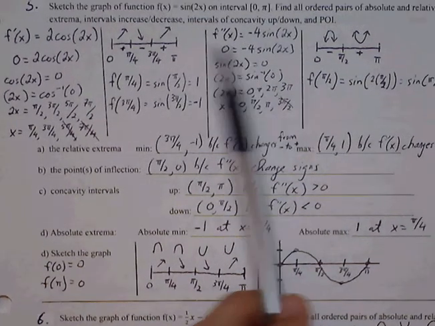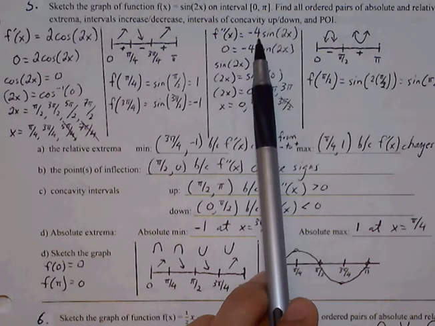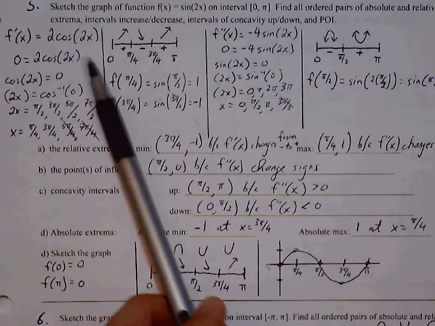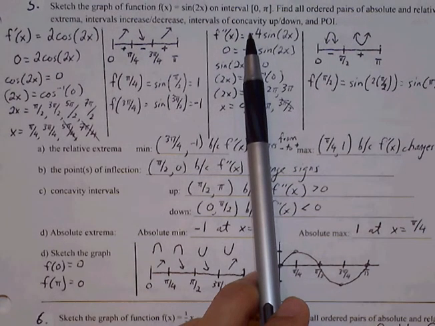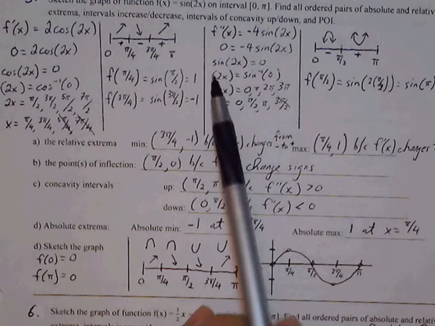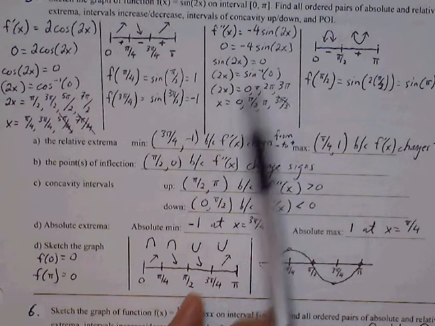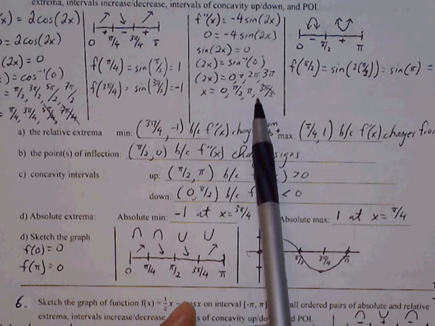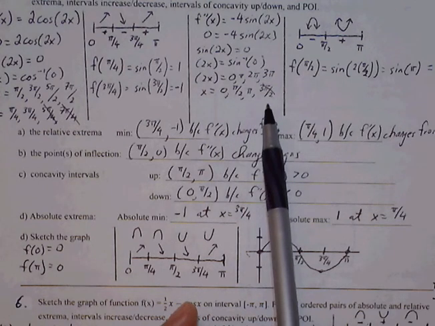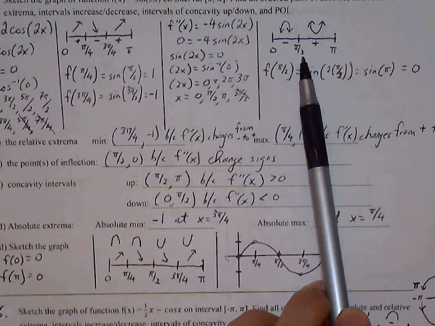Second derivative. Cosine of u becomes negative sine of u times u prime, so negative sine of 2x times 2 times the original 2, so negative 4. Okay, so then we set our second derivative equal to 0. So sine of 2x equals 0, 2x equals inverse sine of 0. Sine is going to be equal to 0 at 0, pi, 2 pi, 3 pi. Divide each term by 2, and I get 0, pi over 2, pi, and 3 pi over 2. 3 pi over 2 is definitely out of our interval. And only pi over 2 is going to be between, so we're going to have pi over 2 as our potential point of inflection.